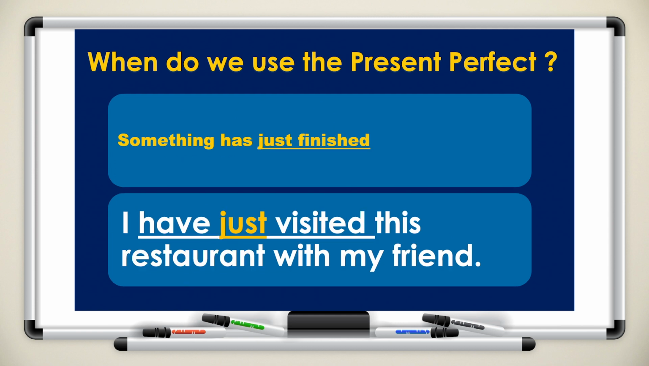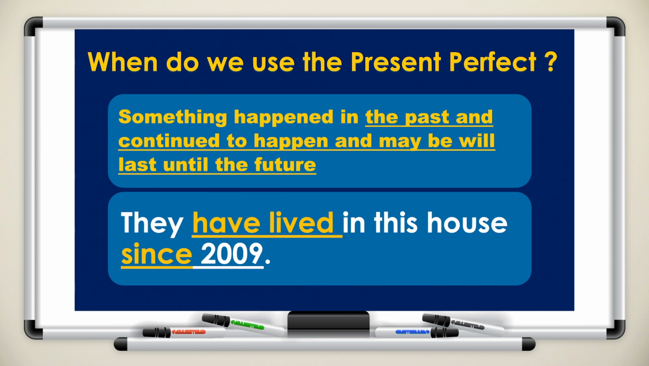When something has just finished, I will also use the present perfect, saying, I have just visited this restaurant with my friend. So this thing has just finished, I use the present perfect for it. If something happened in the past and continued, and it might continue until the future, I also use the present perfect for it. For example, they have lived in this house since 2009.